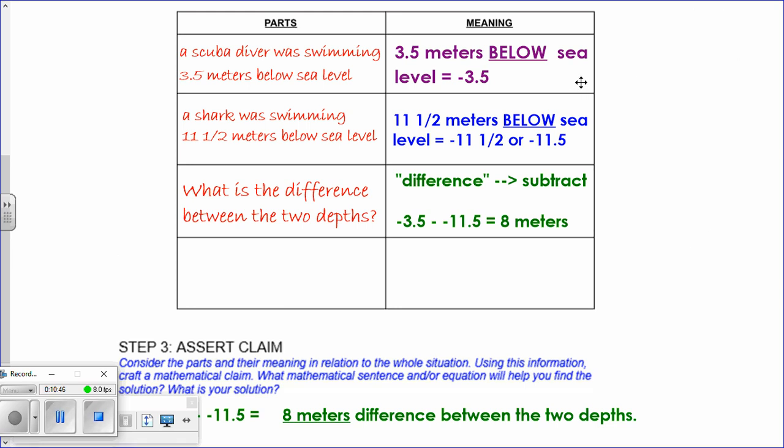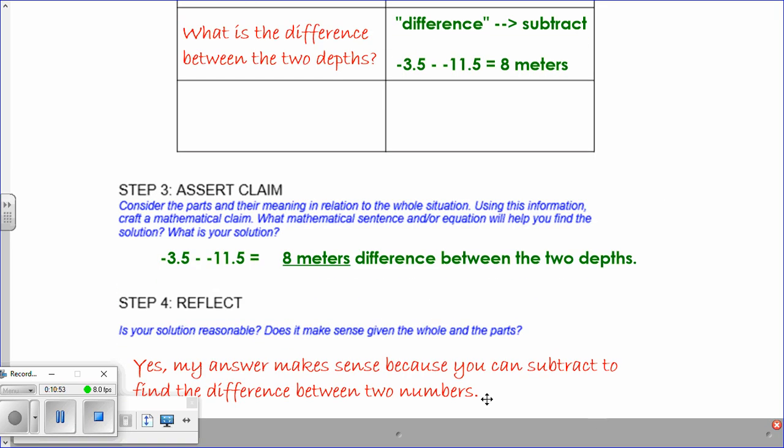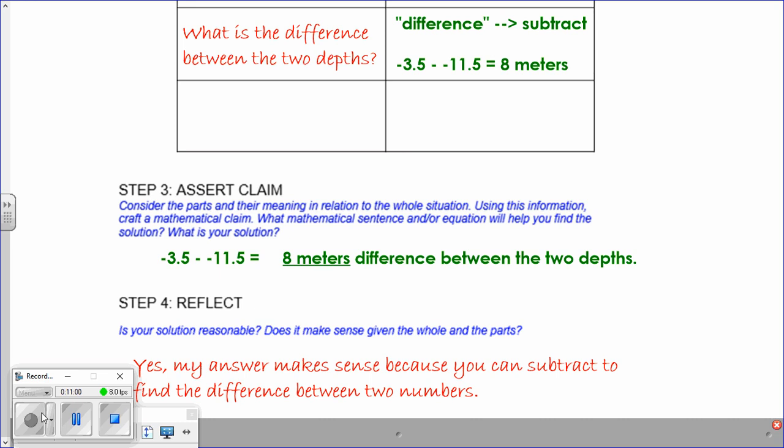All right, I represented step 1, represented that second sentence, and then I did my mathematical operation in that third part. So yes, my answer makes sense because you subtract to find the difference between two numbers, and we made sure that we included every part of the story.